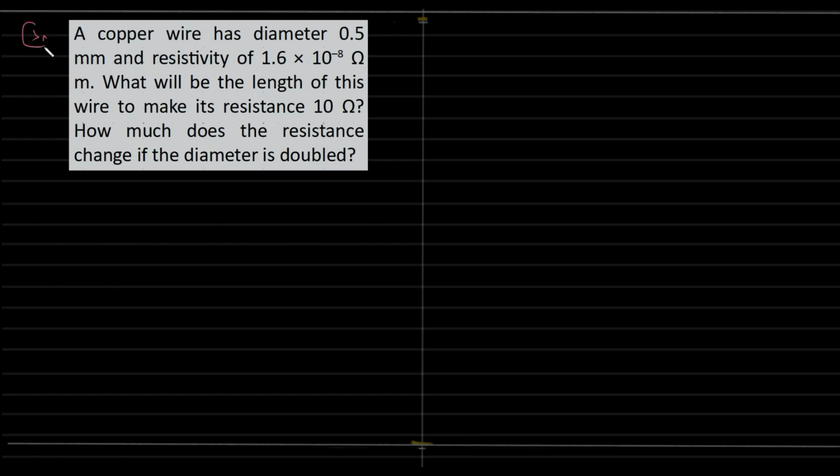A copper wire has a diameter of 0.5 millimeter. Remember, this is diameter. And the resistivity is this. What will be the length of this wire to make it a resistance of 10 ohm? How much does the resistance change if the diameter is doubled?